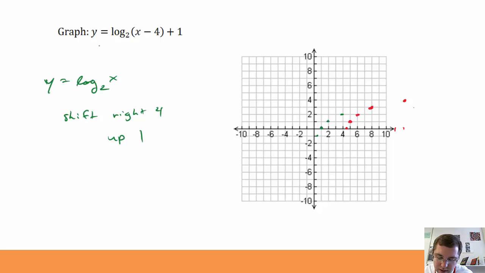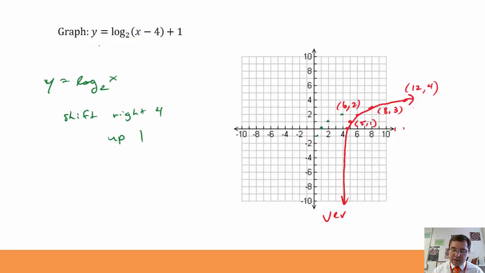And this is what it's going to look like. Label some points. Notice that the whole graph shifted, and so did the asymptote. It now has a vertical asymptote that was shifted to the right 4. It's now at x equals 4 instead of at x equals 0.